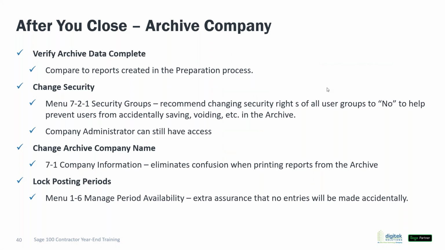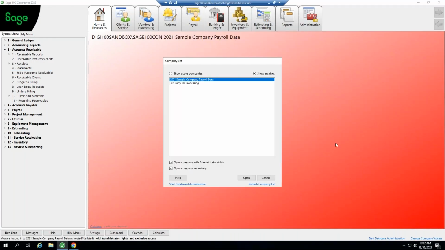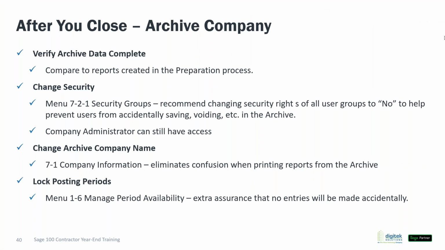All right, so now that we have our archive, we want to go back and open up that archive. If we're looking for an archive, I'm going to go into my change company. Here are my active companies, my current companies, which can span multiple years. But since I just created an archive, I'm going to say show my archives. I'm going to select that archive that I just ran. And now I'm going to compare those reports that I printed prior to archive and make sure that they're matching the reports in the archive database.